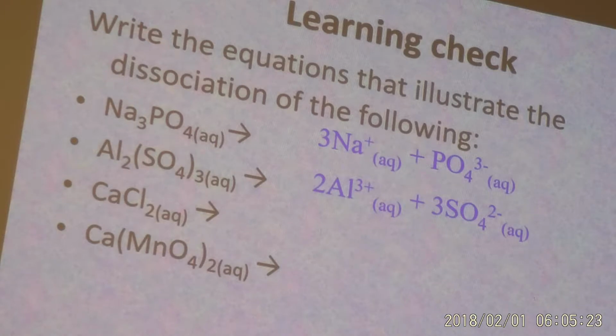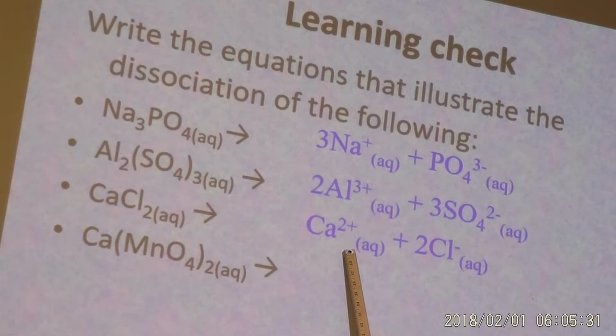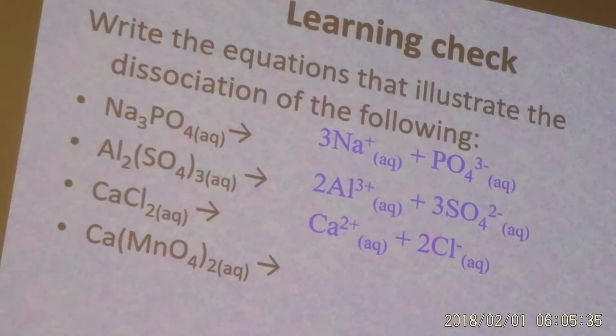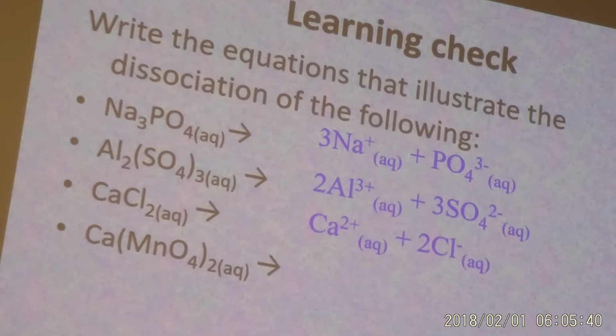Okay, what did we get for the 3rd one? Calcium ion and chloride ions. So we have to make sure that we recognize that the calcium ion has a +2 charge. We have to recognize that there's 2 of these Cl- ions. Very good. Who needs time for the last one?